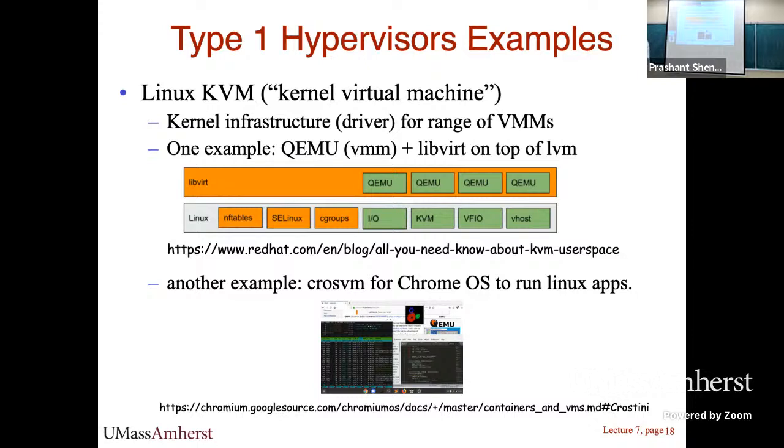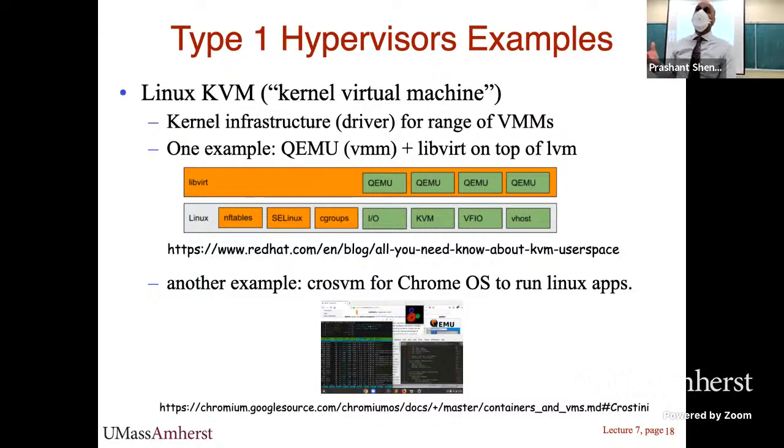It expects that there are some other components that will be used in order to implement a full type 1 hypervisor. So it only implements part of this. As an example, in the Linux kernel, you have KVM giving you bare bones support for a type 1 hypervisor. On top of that, you can run things like QEMU that I was showing you earlier, and things like libvirt. The collection of these three things together gives you all the functionality of a type 1 hypervisor.